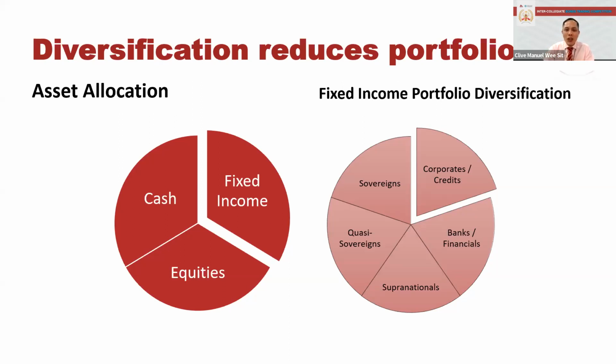So as you go counterclockwise across this pie, you're going from lowest risk to highest risk. So again, the reason why you want to diversify is, if something happens in the corporates or credit space or in the banks and financial space, if you have an allocation of your portfolio in sovereigns and quasi-sovereigns, this sort of mitigates the risk, because if there is a credit default in corporates and in the banking system, the sovereigns would be relatively safer. So that sort of reduces the risk of potential portfolio losses for you.